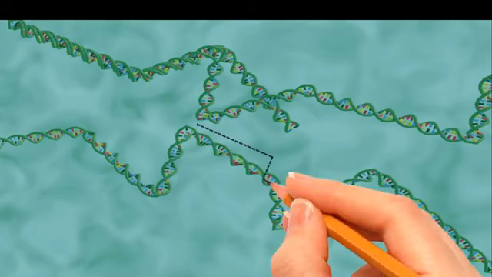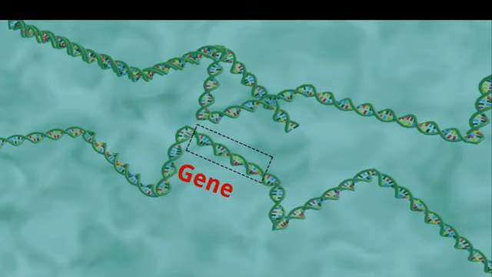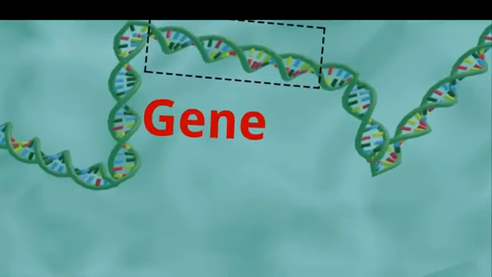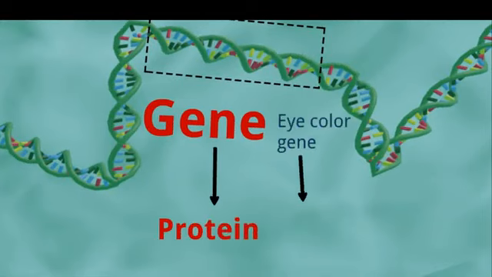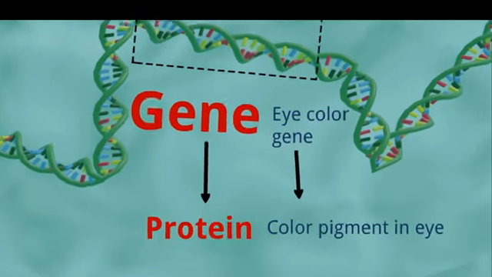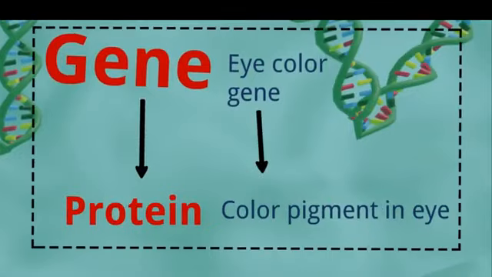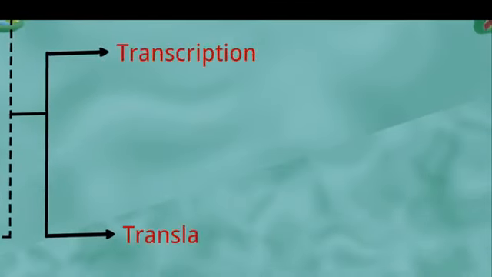DNA is divided into functional units called genes. Each gene provides instructions for a functional product, called a protein. The eye color gene provides instructions for a protein that helps make colored pigment in the eye. The journey from gene to protein is complex. It consists of two major steps, transcription and translation.